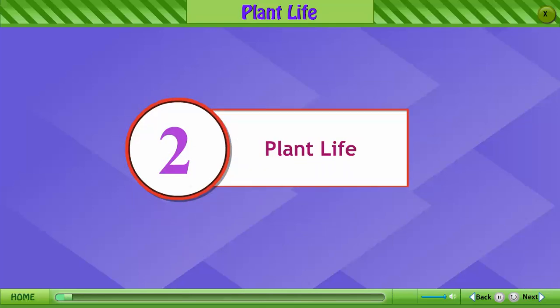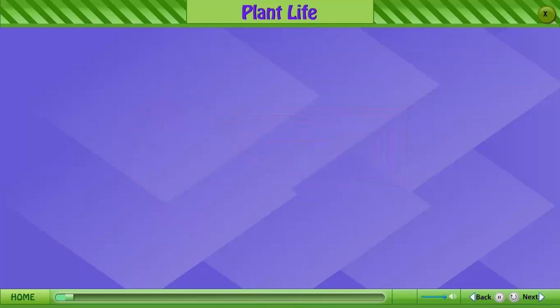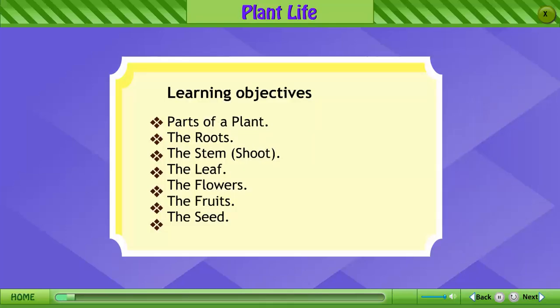Chapter 2. Plant life. Learning objectives. Parts of a plant: the root, the stem, the leaf, the flower, the fruit, the seed.